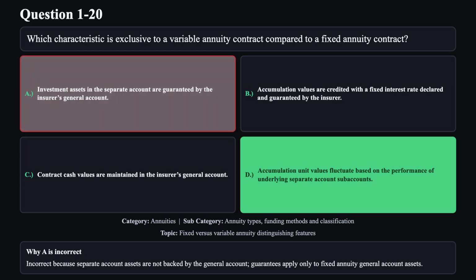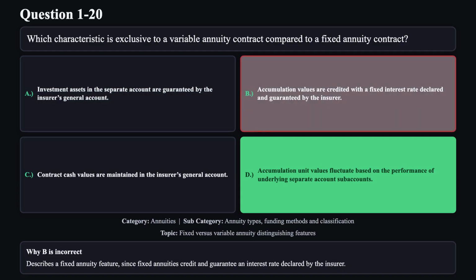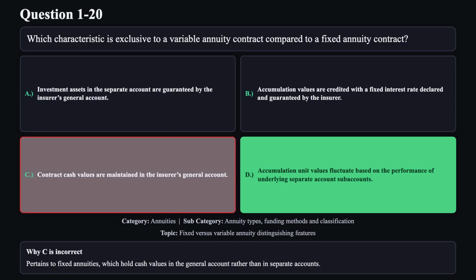Reason A is not correct. Incorrect because separate account assets are not backed by the general account. Guarantees apply only to fixed annuity general account assets. Reason B is not correct. Describes a fixed annuity feature since fixed annuities credit and guarantee an interest rate declared by the insurer. Reason C is not correct. Pertains to fixed annuities which hold cash values in the general account rather than in separate accounts.